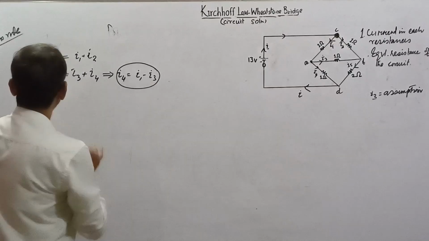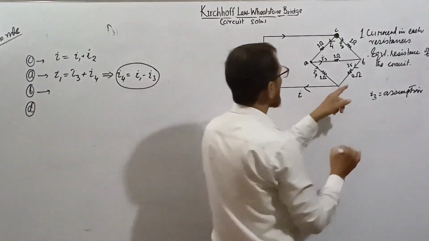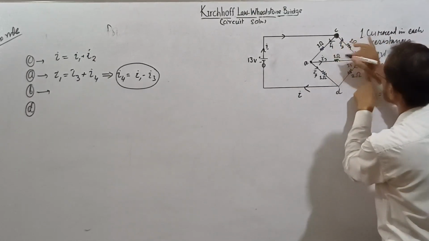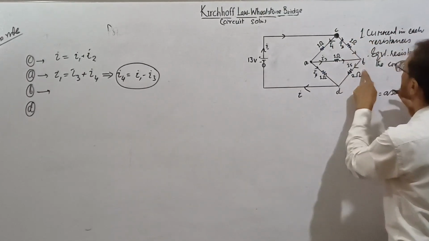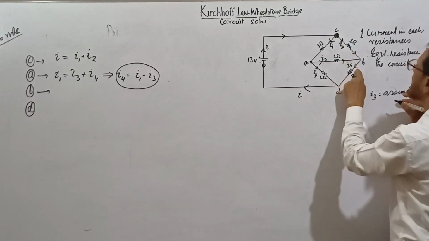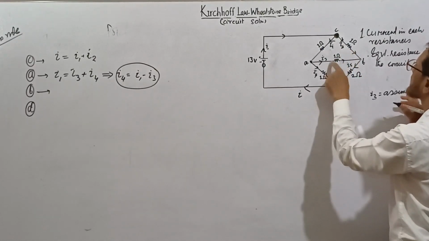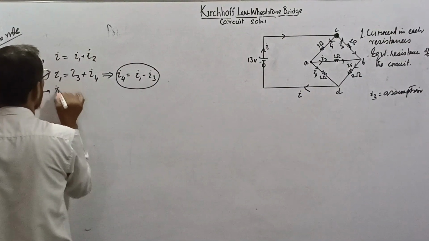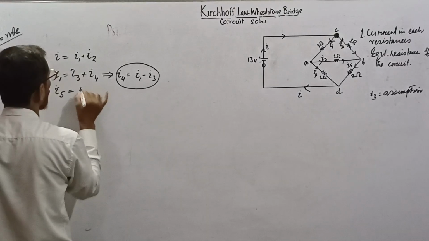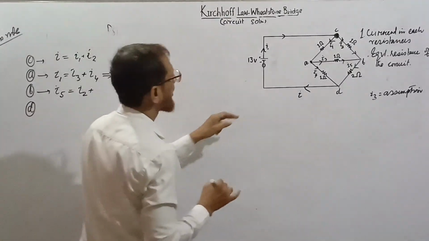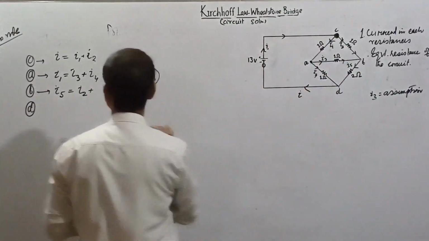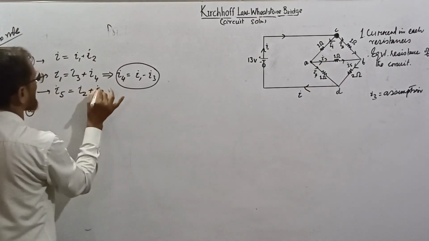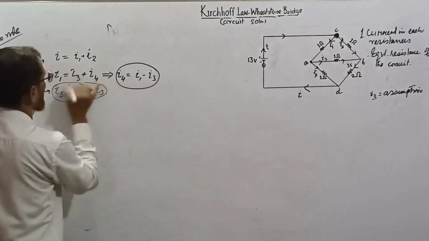Now, at point B, come to this point B. At point B, this is the current entering and this is current I3 entering. Am I right? So both currents are entering and one is leaving. Entering current is plus, so I2 plus I3 is equal to I5. So I can write I5 is equal to I2 plus I3. Here also I am circling the value. Later on you can understand.